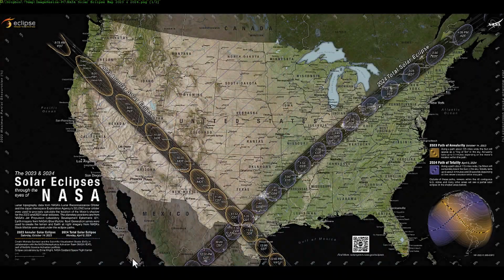Now, how much can you reduce a file size by reducing the pixel width? Let me show you in this quick clip. You can see here we have a map of the solar eclipses of 2023 and 24. This is downloaded from NASA.